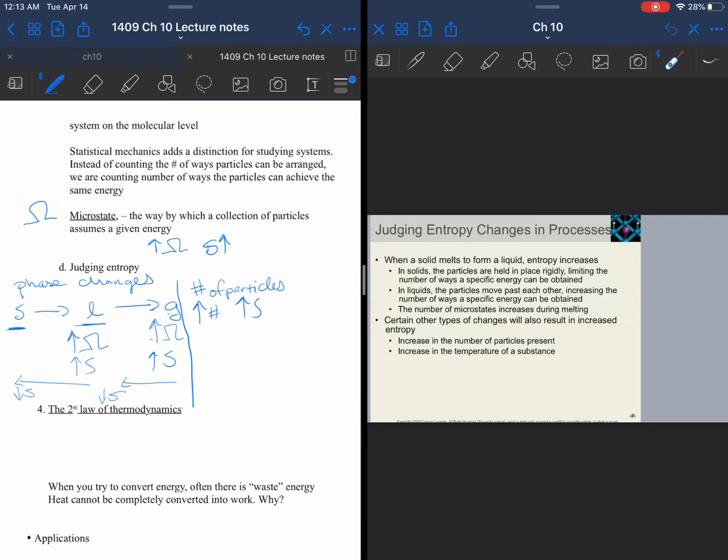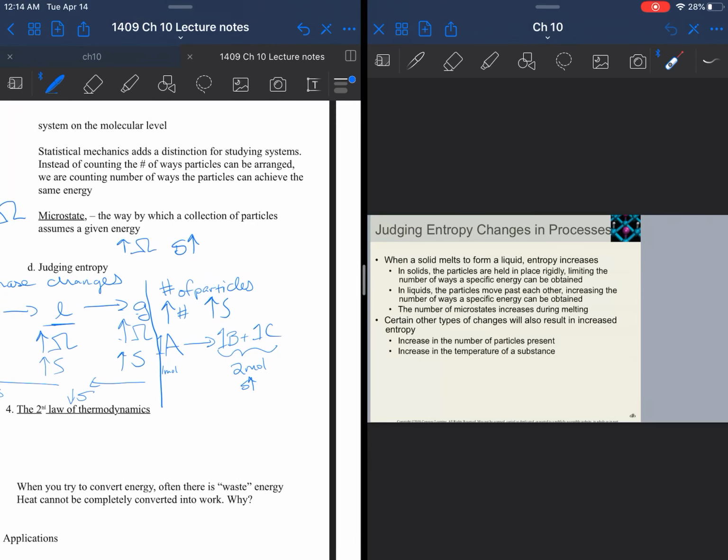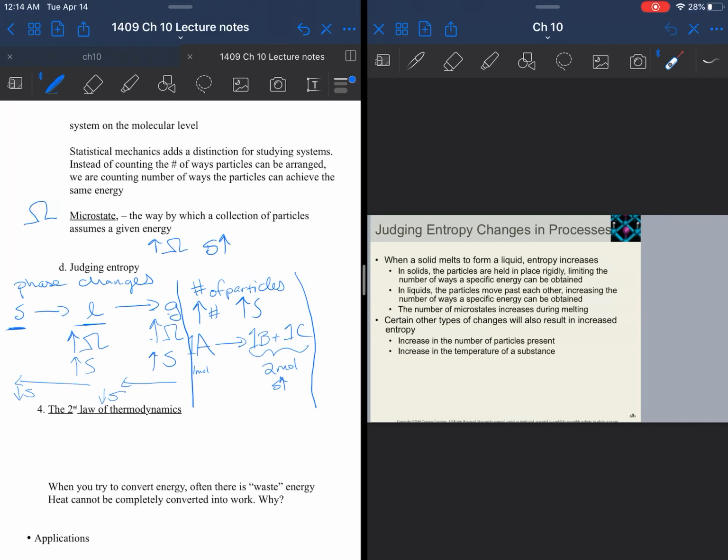Number of particles, right? So the more particles present, the more microstates you can have. So as we increase the number of particles, entropy is going to increase. So for instance, let's say you have a decomposition reaction where 1 mole of A decomposes into a mole of B and a mole of C. At the beginning, you have 1 mole of molecules, but at the end, you have 2 moles of molecules. Entropy is going to increase simply because we increased the number of molecules. There's going to be more ways for them to be arranged to achieve the same energy.